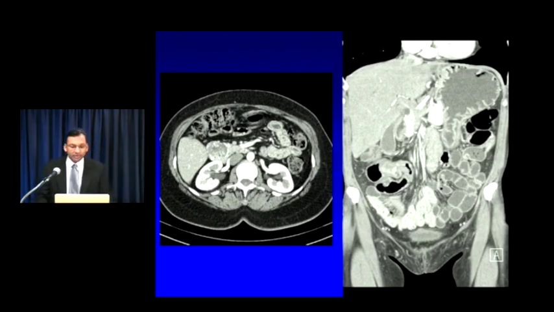Here are some examples of small bowel tumors. The first is, I think, a duodenal GIST tumor on the left, and the example on the right is a distal ileal carcinoid tumor. Both patients were presenting with GI bleeding, and if you don't take the time to look, you're going to miss these cases.